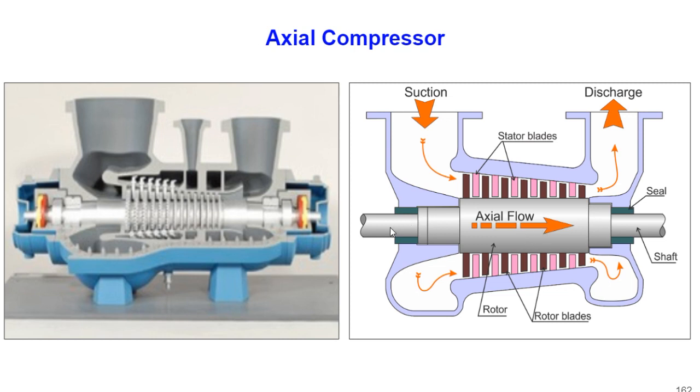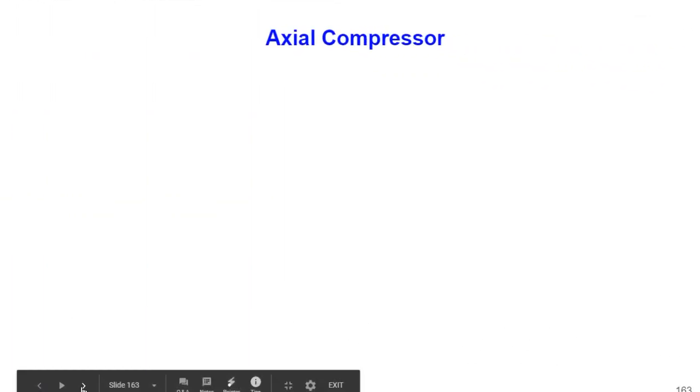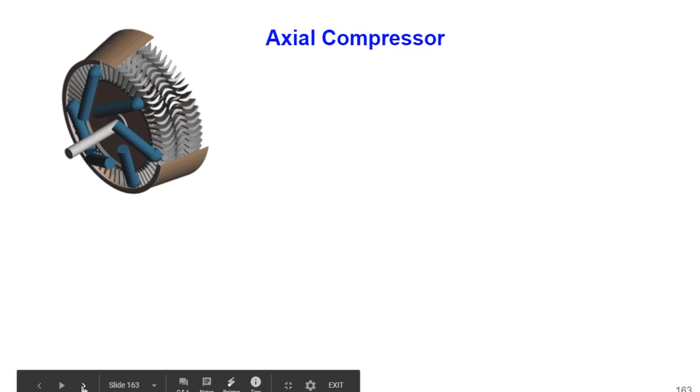Okay, so it consists of a shaft. On the shaft there are some moving blades, shown in this color, and there is a cover. That cover is known as a stator. On the stator there are fixed blades. So there are rotating blades and fixed blades alternating. Each pair of moving blades and fixed blades is known as a stage. So for the axial compressor, just observe how it's working.